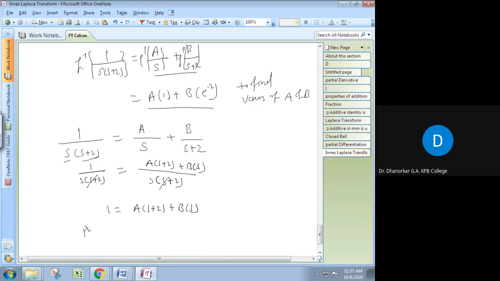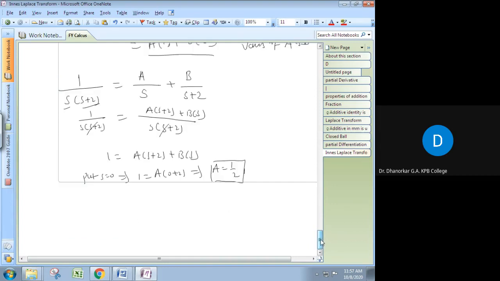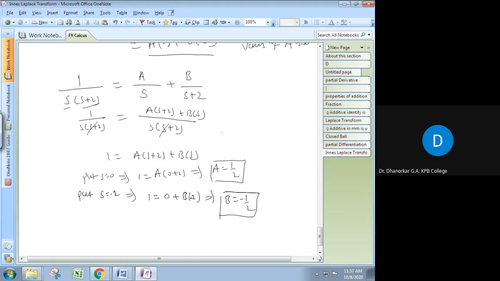Now if I put s equal to 0, then 1 is equal to A into 0 plus 2. This gives A equal to 1 by 2. We get the value of this constant A equal to 1 by 2. In a similar way, if I put s equal to minus 2, then 1 is equal to 0 plus B into minus 2. This gives B equal to minus 1 by 2. I will put these values of A and B.